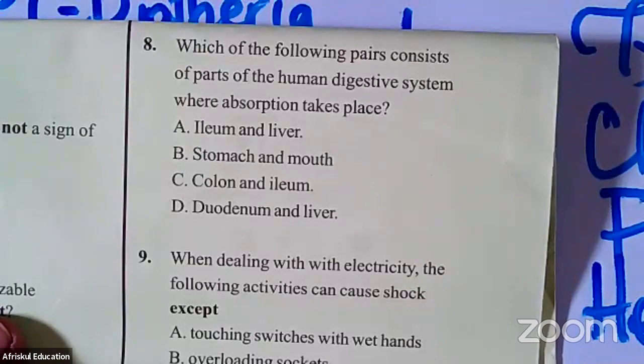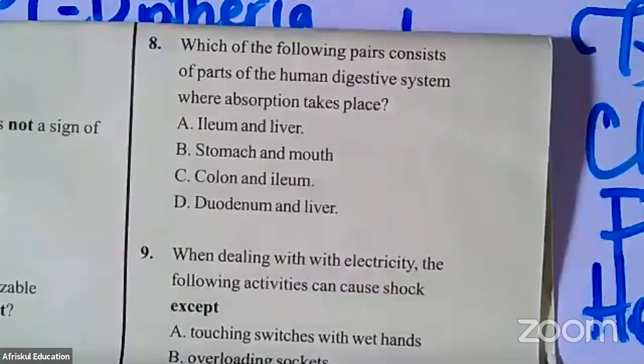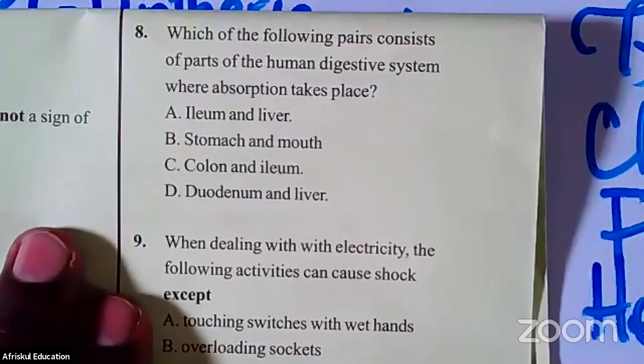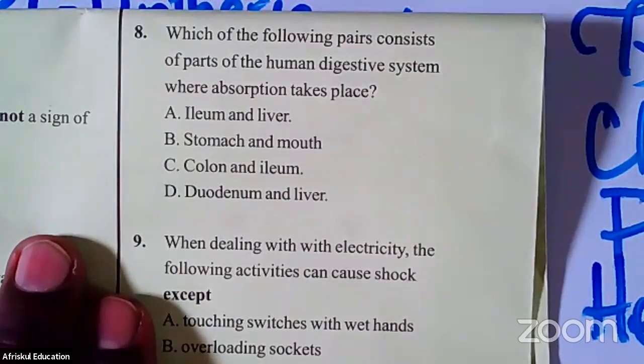And there's no running away. Someone seems to have disappeared. So let's get the answer from Henry Waigua. Yes, Henry? Let's get it from Hawa. Stomach and mouth. And you know, we ought to be very serious when giving answers, because we are talking of something that happens in our bodies.